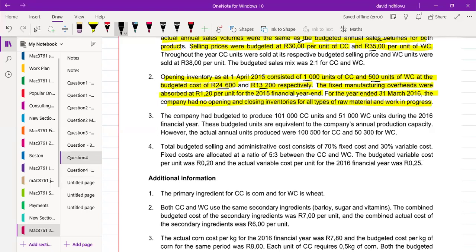in terms of opening inventory, they include the fixed manufacturing overhead cost. We need to eliminate that. We need to find out the ORR. The ORR is the absorption rate, which is the absorbed overhead in the previous year. But this time it was given, where they say the fixed manufacturing overheads were absorbed at 1.2 per unit. So we don't have to calculate ORR, it's given. You are told that each unit consisted of fixed manufacturing overhead costs of 1.2.